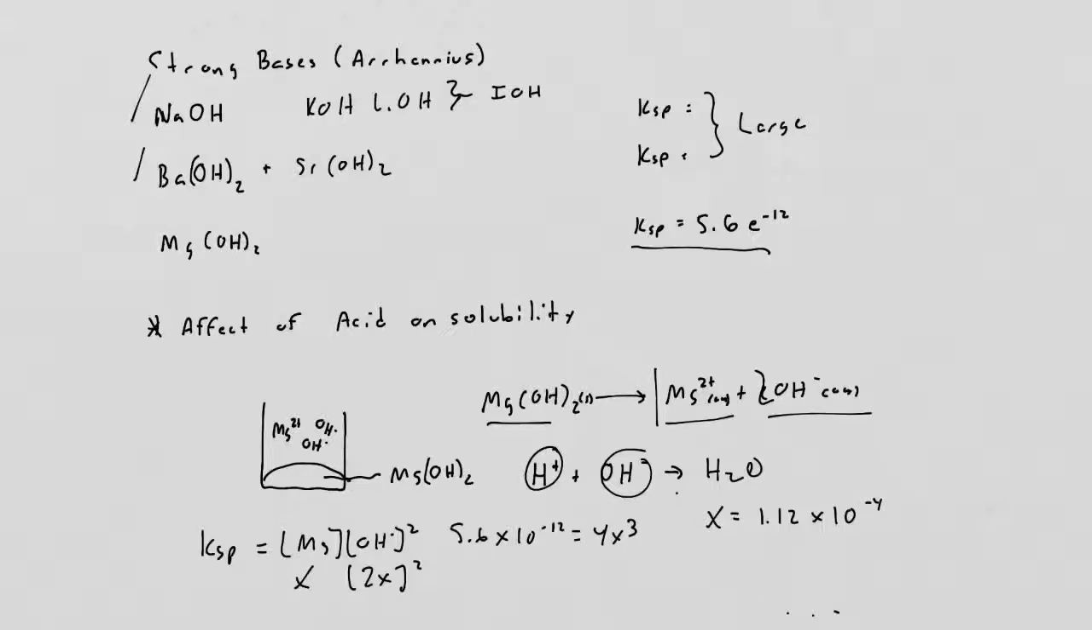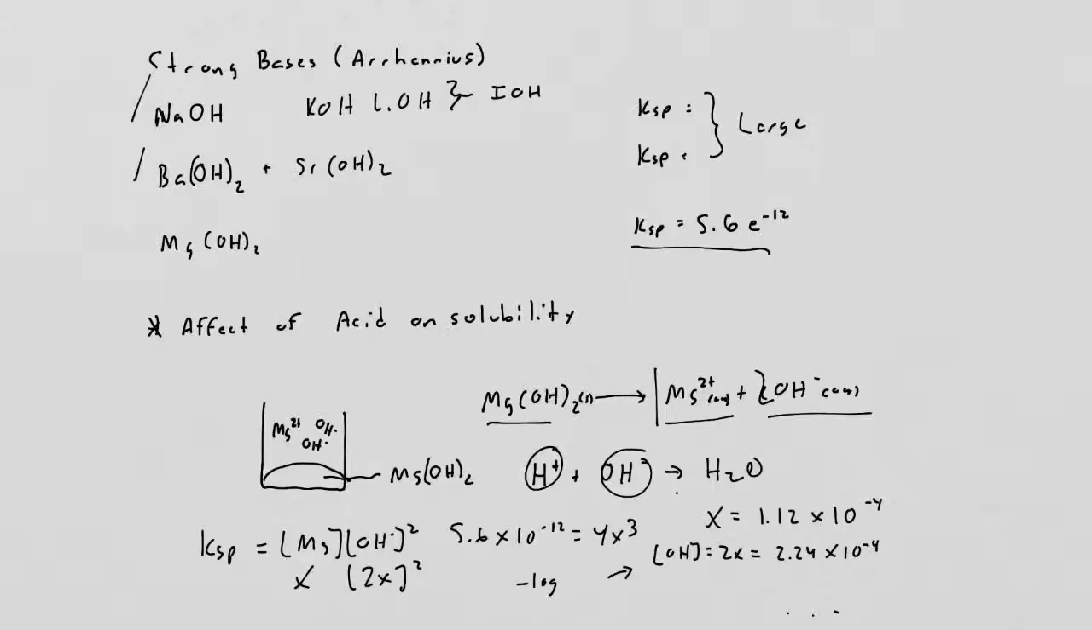And the hydroxide concentration is equal to 2x. So that's equal to 2.24 times 10 to the minus 4. So that's our hydroxide concentration. And now we're back to the usual really simple problem, right? We can negative log this value. If we negative log that, it will give us the pOH.